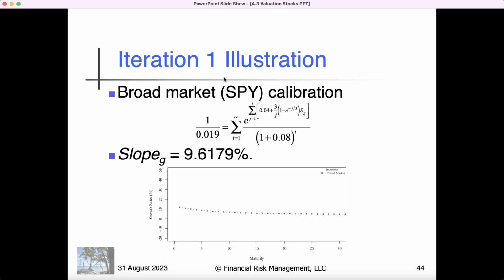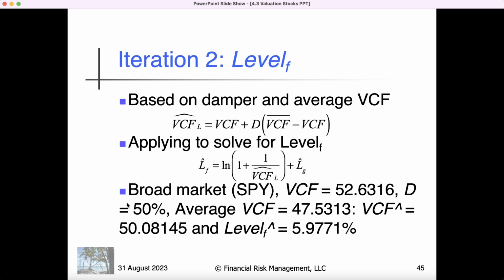To illustrate, we can solve for the growth rate of SPY, in this case using market parameters observed at this time, to get a slope of 9.6%. And so we've now come up with a very unique way to map out growth rates for SPY.